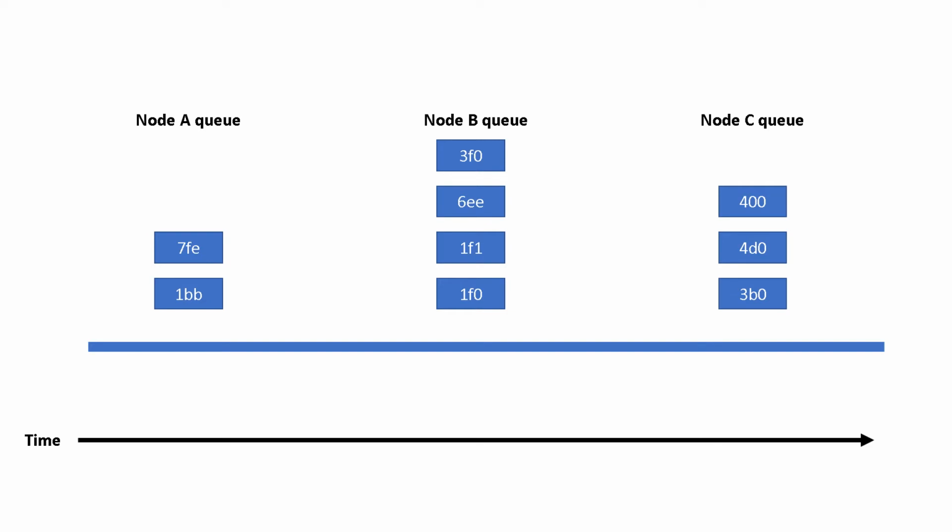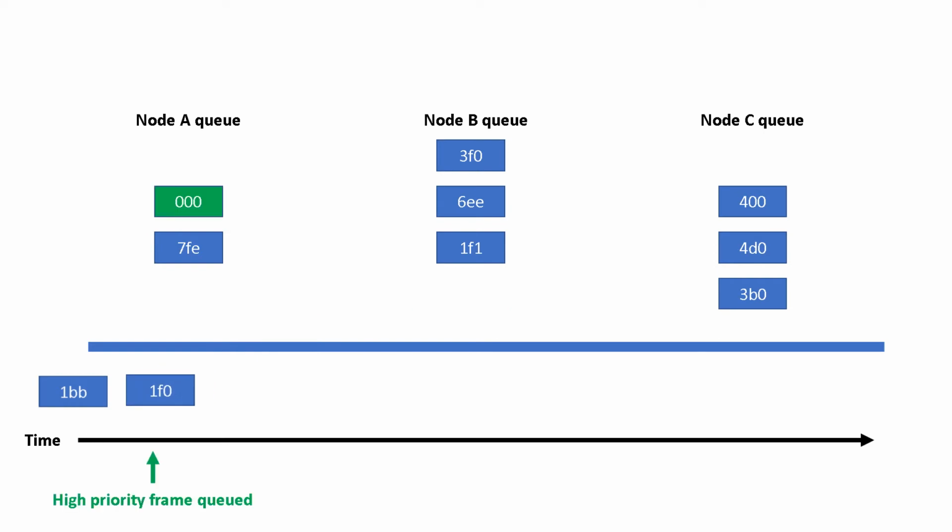So the highest priority frame at the front of the queue is 1BB, so that gets sent. At the end of that frame, arbitration starts again, and the winner in this case is 1F0. Now, halfway through 1F0, we get a new higher priority frame queued. It's got a CAN ID of 0, and it's the most urgent frame in the system. It's been given 0 because it's got to get to its destination really quickly. Highest priority. What happens?